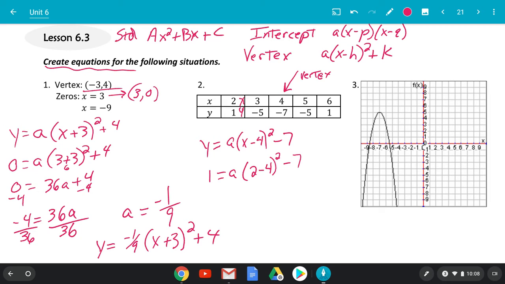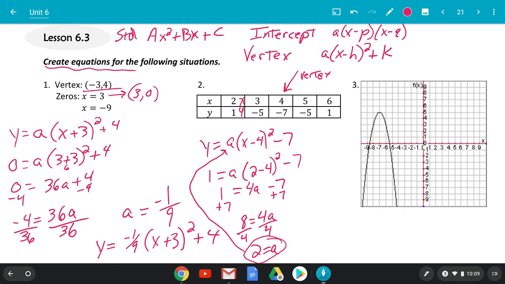Well, 2 minus 4 is a negative 2. Negative 2 squared is 4, so that's 4a. So 1 equals 4a minus 7. Add 7 to both sides. 8 equals 4a. Divide by 4. 2 equals a. So this a goes back into that equation now. So I have y equals 2 times x minus 4, quantity squared, minus 7. There's the equation in my line. I created that from the table.